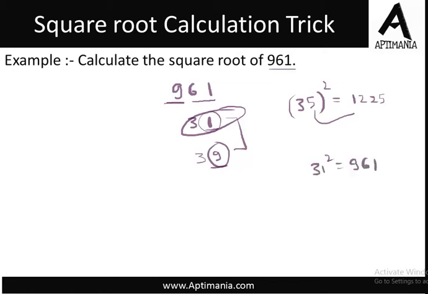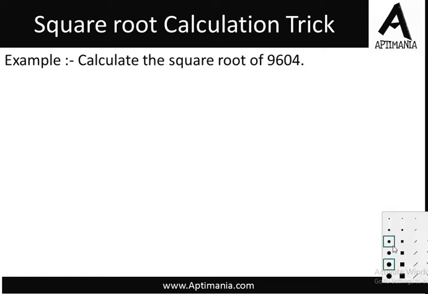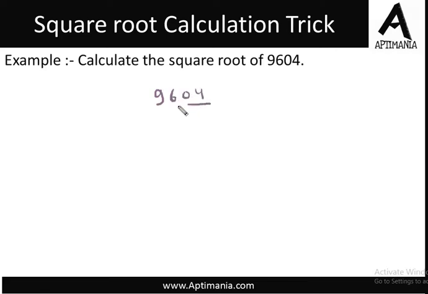Now moving to the next example. Suppose we need to calculate the square root of 9604. Again we will make pairs of 2 and that of remaining numbers. Now this number is ending in 4, so we know that the square root of this number must have either 2 or 8 at its unit digit. Now again, 96. The square number just before 96 is 81 and that is the square of 9. So we'll substitute 9 over here. So this number is either the square of 92 or 98.